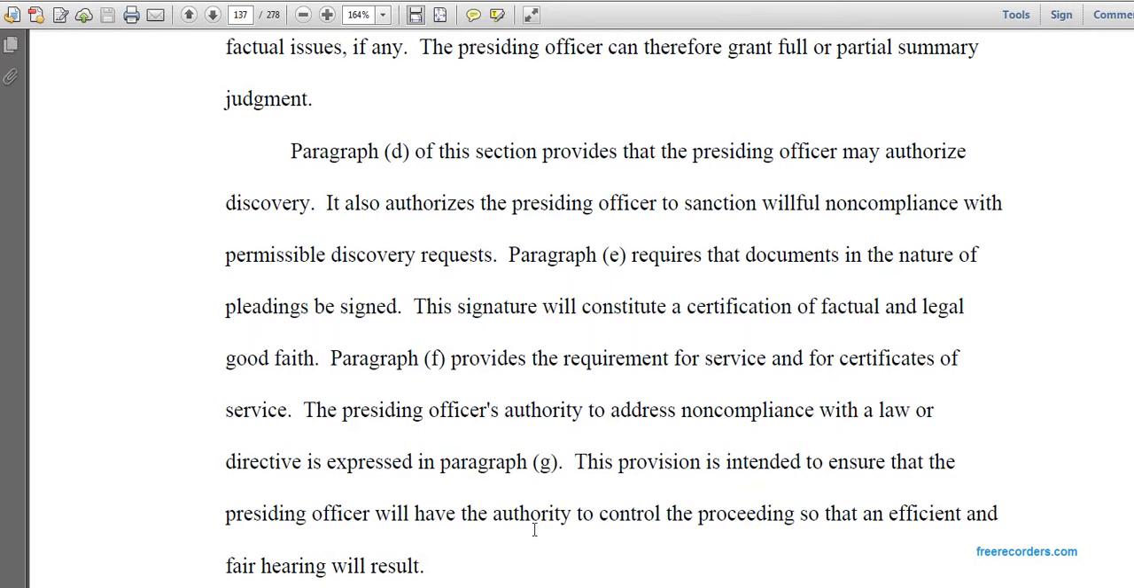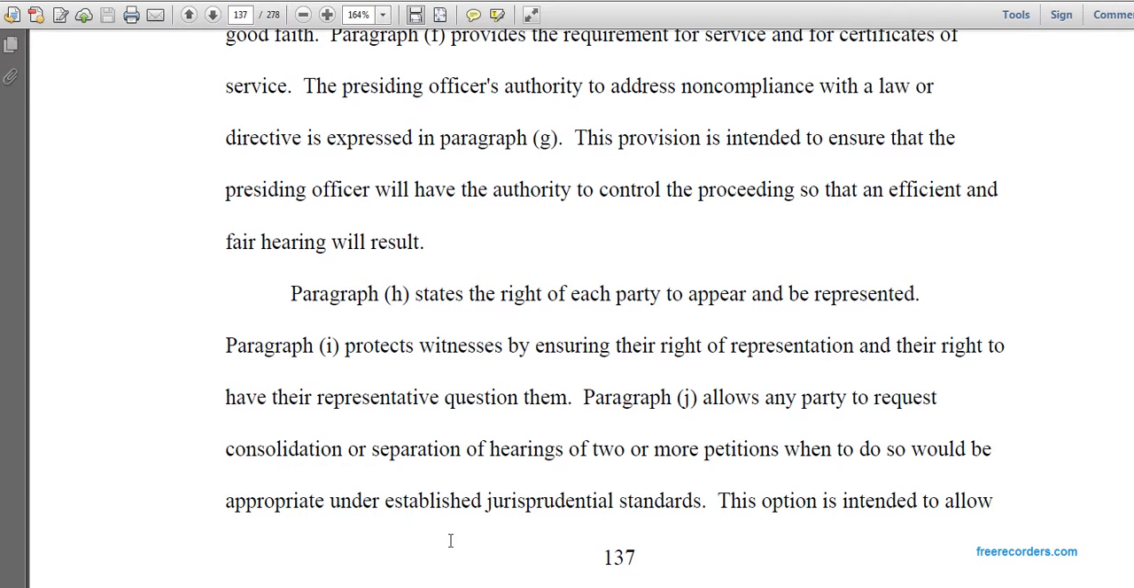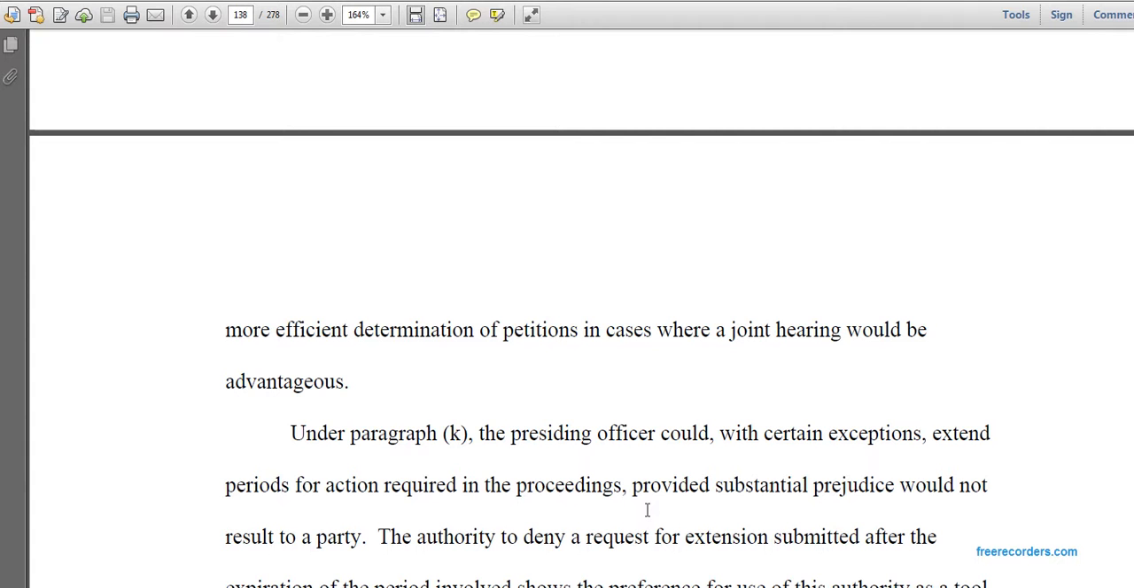In paragraph G, the provision is intended to ensure that the presiding officer will have the authority to control proceedings so that an efficient, fair hearing will result. Paragraph H states the right of each party to appear through a representative. Paragraph I protects the witness, ensuring the right of representation, the right of their representative to question. Paragraph J allows all parties to request the consideration of the separation of the hearings of two or more petitioners, which is appropriate to establish jurisprudential standards of the option intended and to allow more efficient determinations of petitions and petitions in cases where the joint hearing would be advantageous.